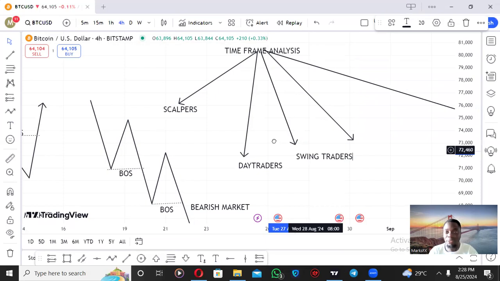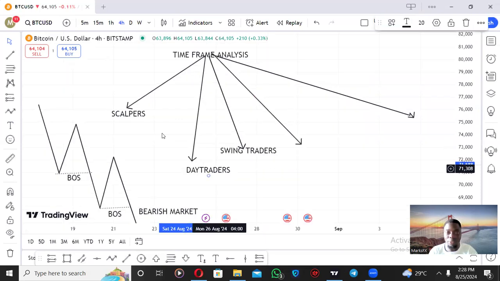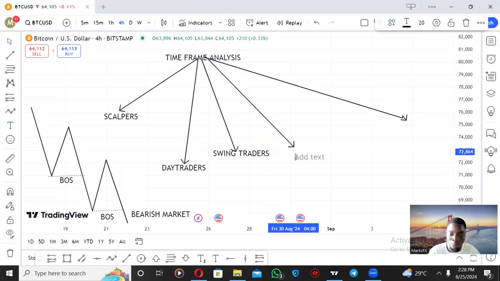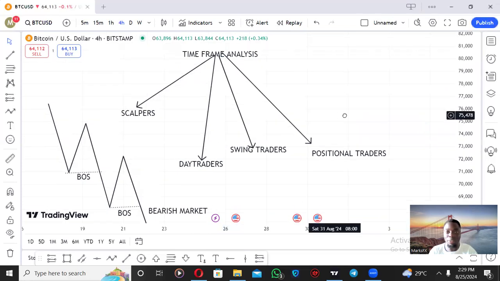We have swing traders. This is for day traders, scalpers, swing traders, and we also have positional traders. I believe that is all. So we only have 4 types of retail traders: positional traders, scalpers, day traders, and swing traders.